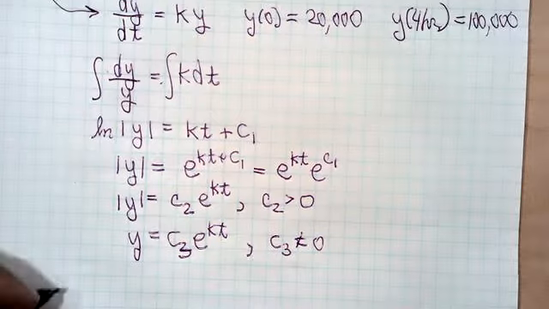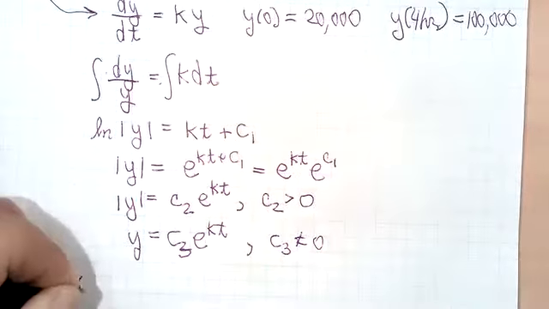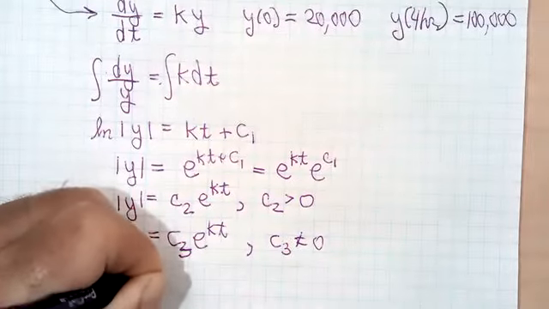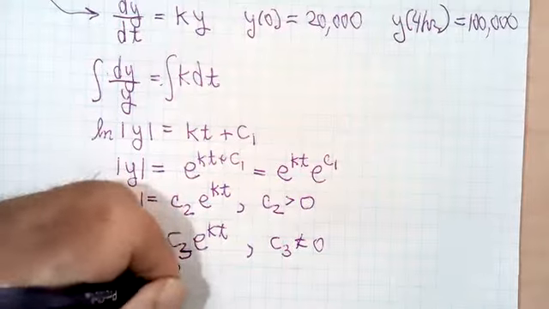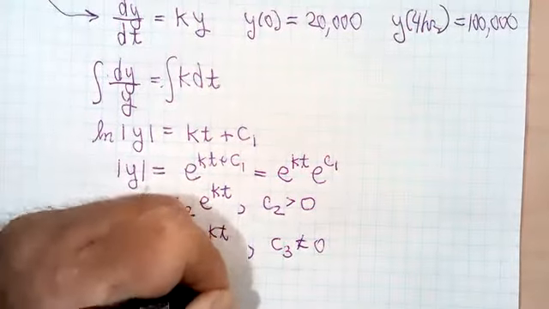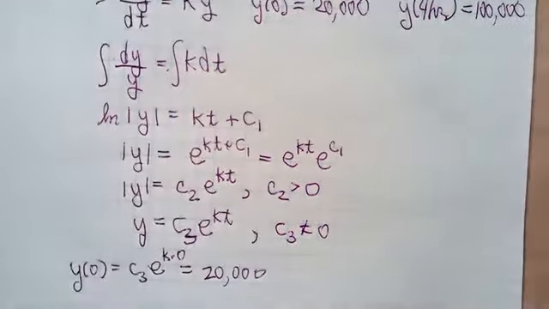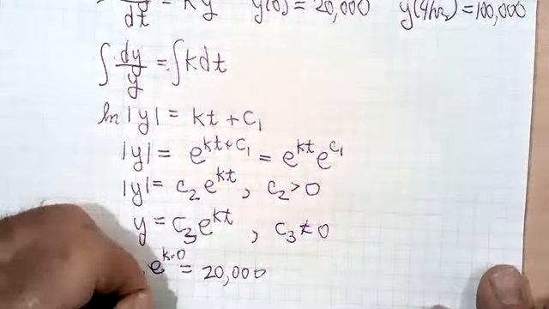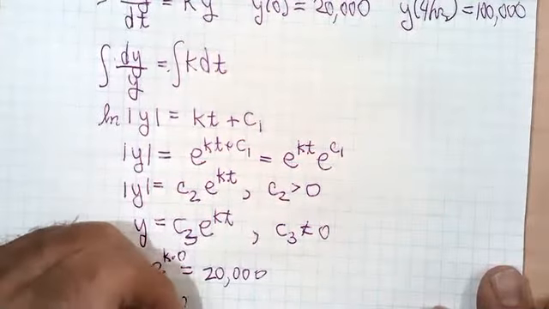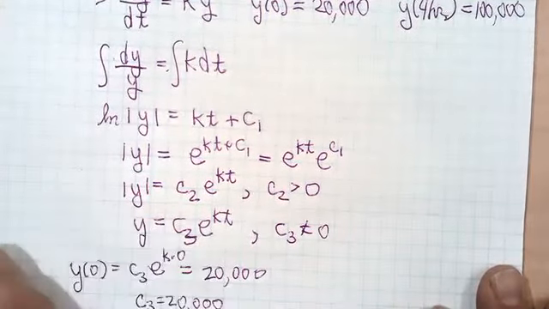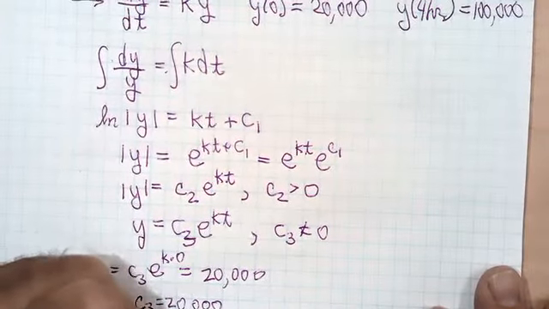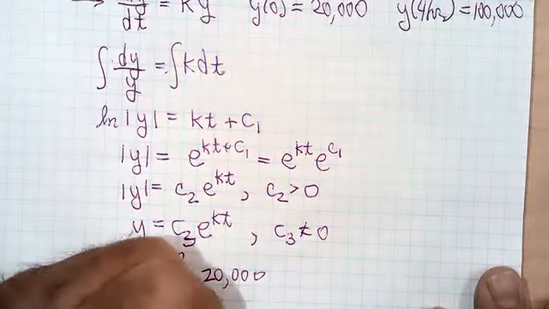Okay, now we're ready to start working. We know that at time 0, you have C3 e to the k0, and that has got to be equal to 20,000. So e to the 0 is 1, C3 is 20,000. So far, so good. So y at t is 20,000 e to the kt.